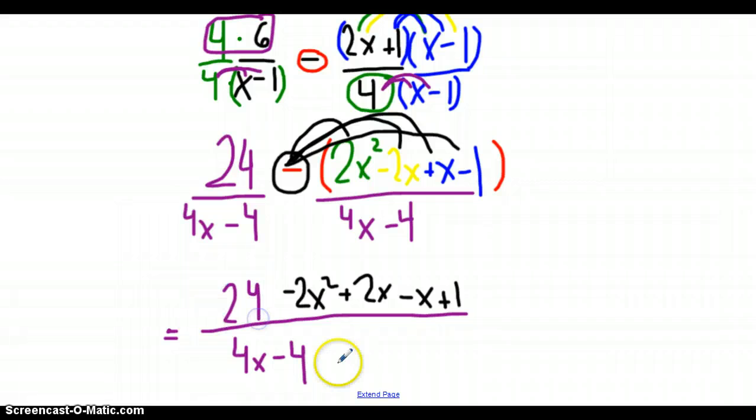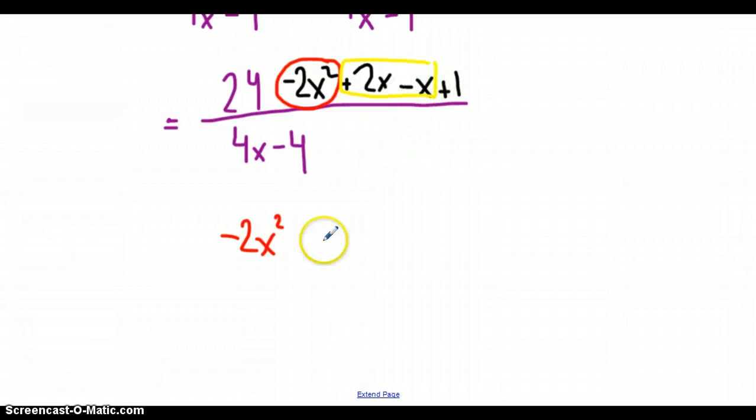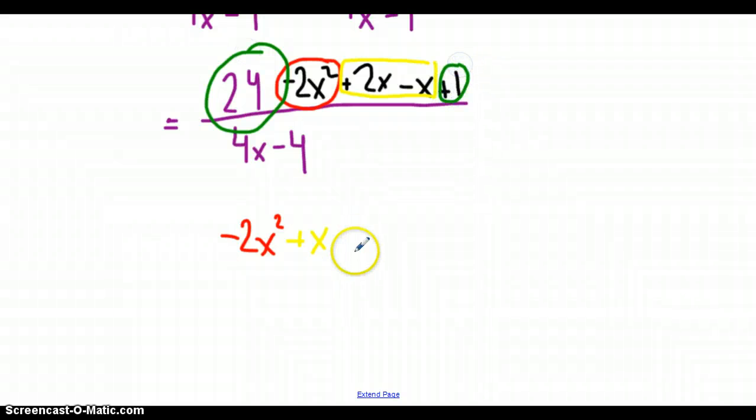And the last step for our problem here is to combine like terms. So my negative 2x squared is the only x squared term, so it's going to go out front because, like good mathematicians, we write in standard form. That means our highest exponents come first. And then I have two x terms. So I have 2x minus x. That's going to leave me with a single positive x. And then I have 24 and positive 1. So that will give me 25.